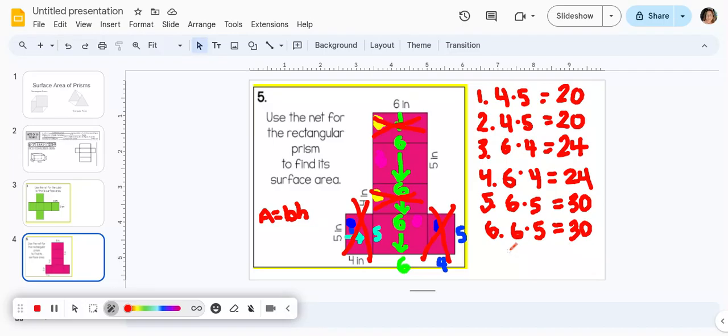Once I have all of those, I'm going to add them together. 20 plus 20 plus 24 plus 24 plus 30 plus 30 is 148 inches squared.